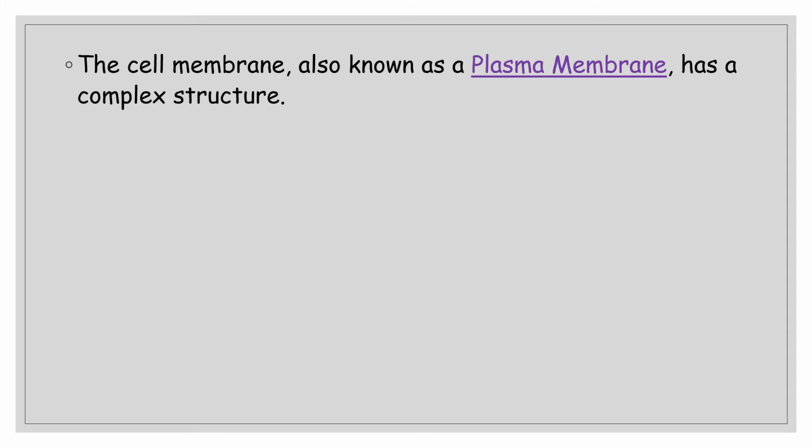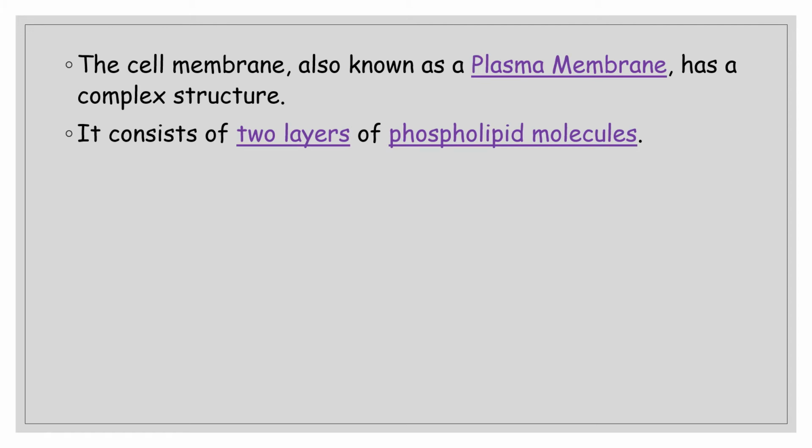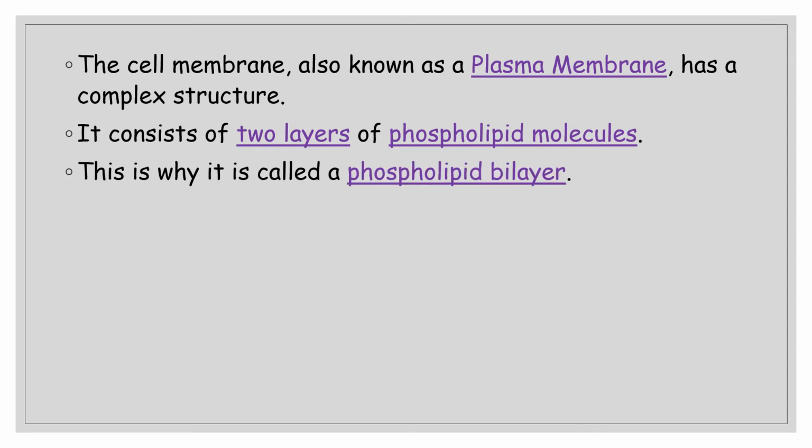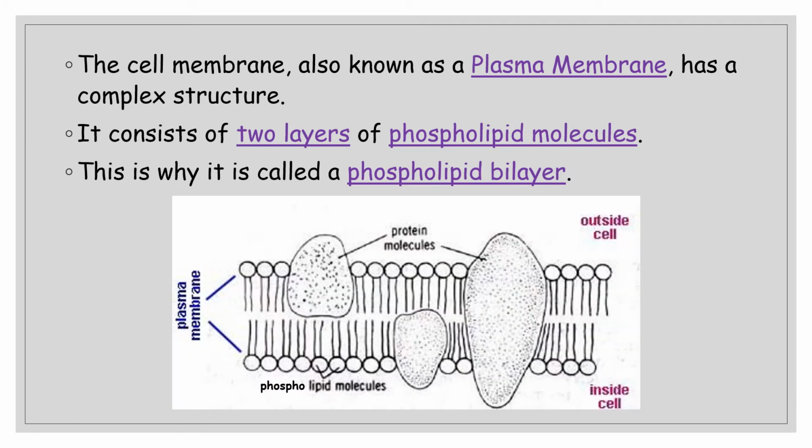It's also known as a plasma membrane, and it has quite a complex structure. It consists of 2 layers of phospholipid molecules, which I'll explain what they look like and what they do. But that's why it's also called a phospholipid bilayer. So obviously bi meaning 2, so 2 layers, bilayer. And here we have it. And effectively what I think about is a sandwich when I look at this diagram. So we're looking at the sandwich in the middle. So we're looking at 2 chunks of bread effectively and a filling. But please don't describe it like that in your test.